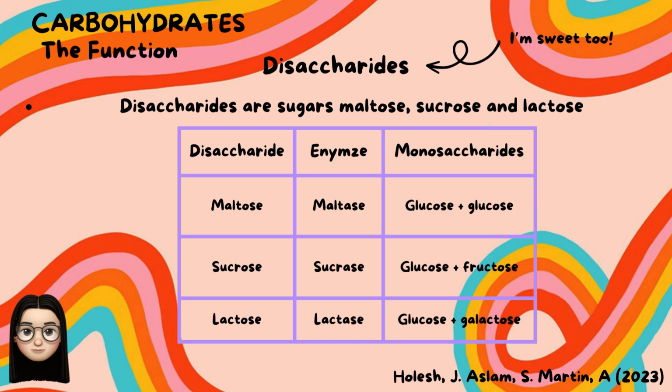Disaccharides are sugars such as maltose, sucrose, and lactose. Here is a table showing the disaccharide, the enzyme which breaks it down, and the two monosaccharides that are formed after hydrolysis. The glucoses that form maltose are both alpha glucoses.